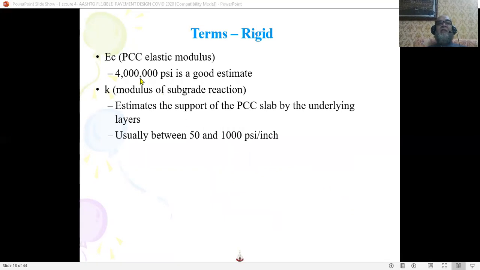Another term is the elasticity modulus. This is the elasticity modulus of concrete, and you can understand this becomes 10 times that of asphalt concrete. For asphalt concrete we used 400,000 psi. Now we will use 4 million psi, and the strength of the subgrade will now be taken in terms of modulus of subgrade reaction, abbreviated as K. It is between 50 and 1000 psi per inch.